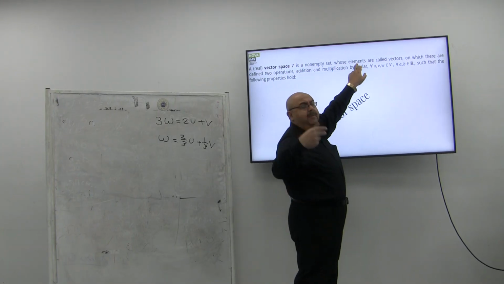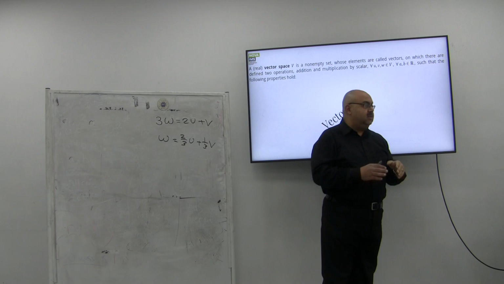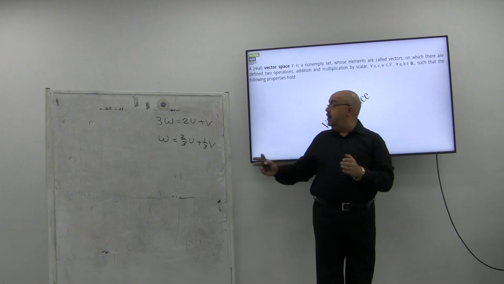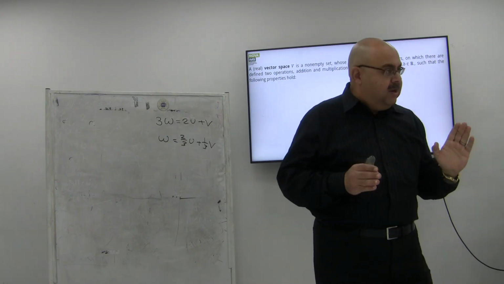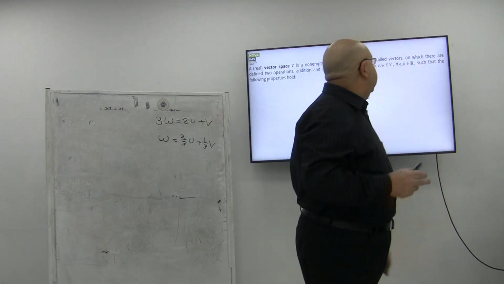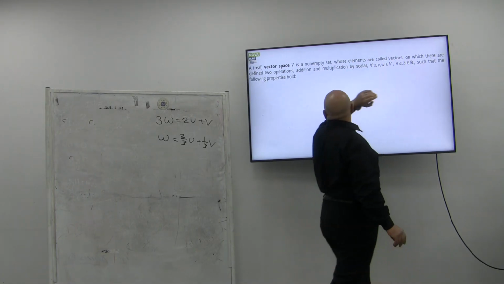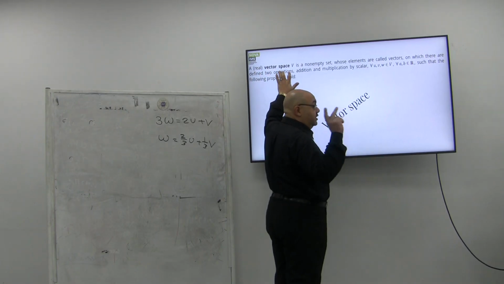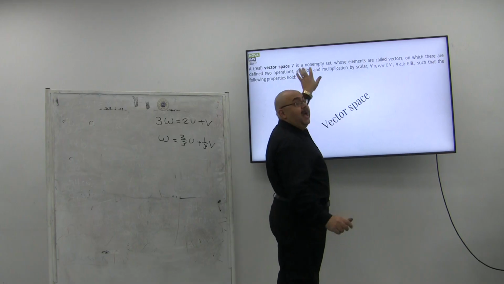Whose elements, meaning the elements that are in it, are called vectors. So if I'm talking about R1, it's going to be a collection of numbers. If I'm talking about R2, it's going to be a collection of ordered pairs, with 2 coordinates. If I'm talking about R3, it's going to be a bunch of vectors, each one of them containing 3 coordinates. Okay, so once more. A real vector space V is a non-empty set whose elements are called vectors, in which there are defined 2 main operations: the addition and the multiplication by scalar.